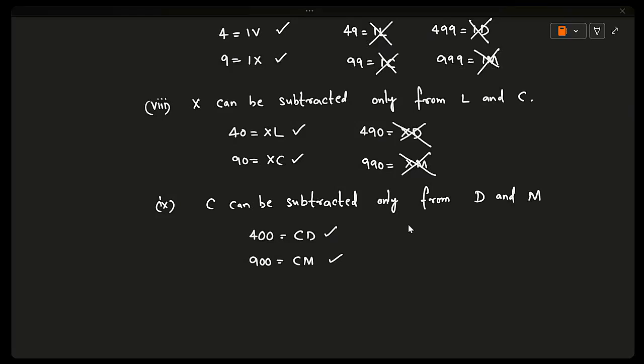Sir, in the eighth rule, X can be subtracted only from L and C, right? Yes. X can be subtracted from 1 also. X is bigger or 1 is bigger? Sir, X is bigger. So how can you subtract a big number from a small number? In Roman numerals, negative numbers are not there. You have to subtract always small from big.